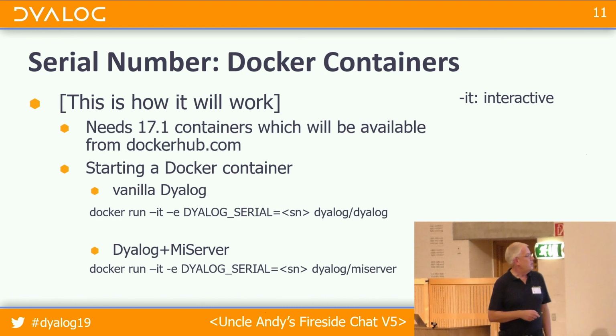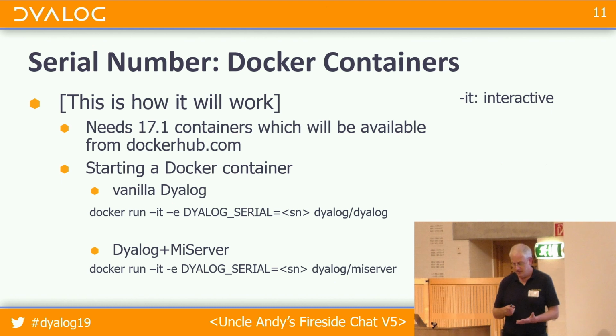What you do is you type docker run -it, because you probably want it interactive, -e, and then DYALOG_SERIAL equals whatever the serial number is, and then I think this is a dyalog organization, and that is the particular Docker image you want. That is what you run, even if you haven't downloaded anything from dockerhub.com, providing you have Docker configured correctly.